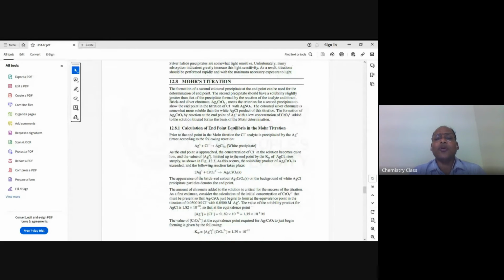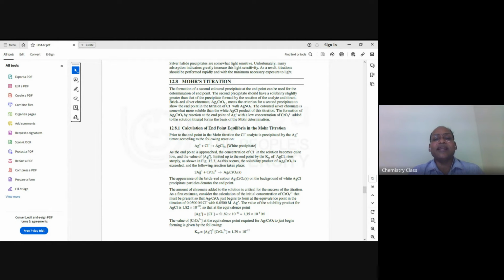Then we will come to the Mohr titration. In the Mohr titration, the formation of a second colored precipitate at the end point can be used for the determination of the end point. The second precipitate should have a solubility slightly greater than that of the precipitate formed by the reaction of the analyte and titrant.